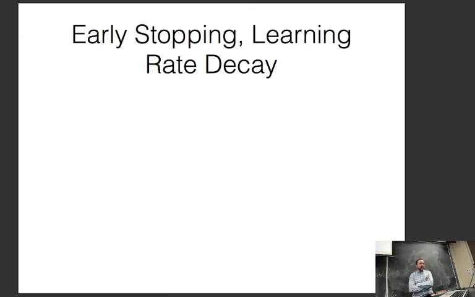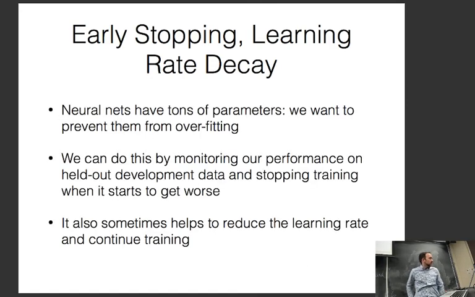Two other tricks for optimizing your model. One is early stopping, one is learning rate decay. So neural networks have tons of parameters. They have many, many parameters. And we want to prevent them from overfitting. We want to prevent them from learning the training data only and not generalizing to the development data.